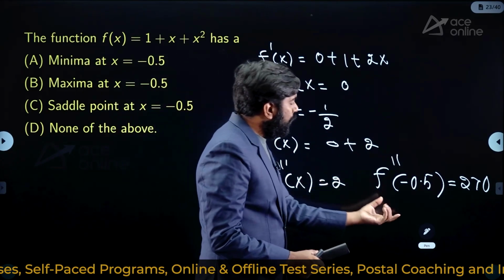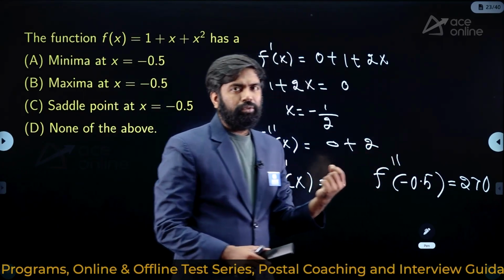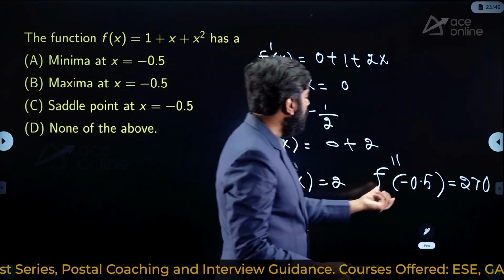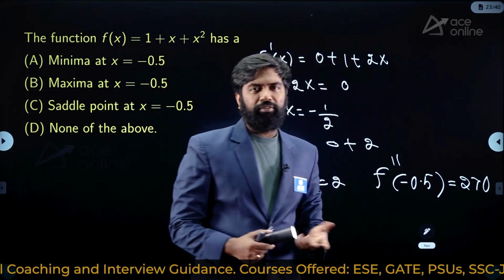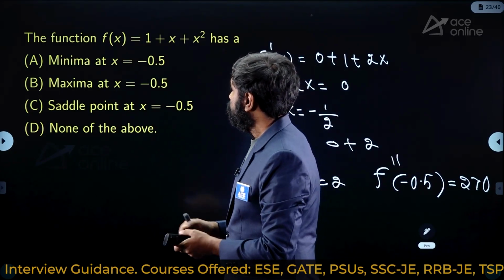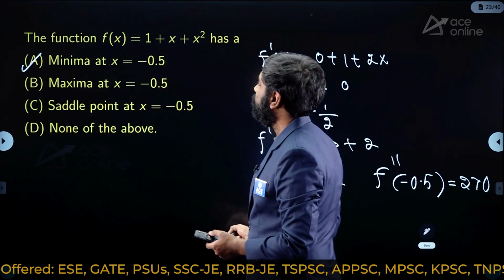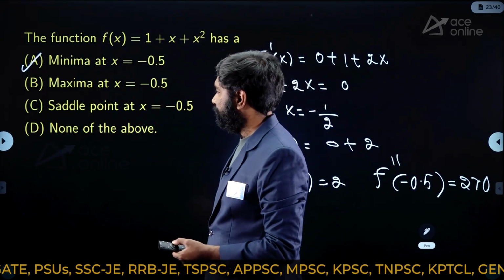So if your second derivative at the stationary point is greater than 0, that leads to what? A minimum. So this function has a minimum at x equal to minus 0.5. So yes, option A is right, minimum. We have a minimum at x equal to minus 0.5.